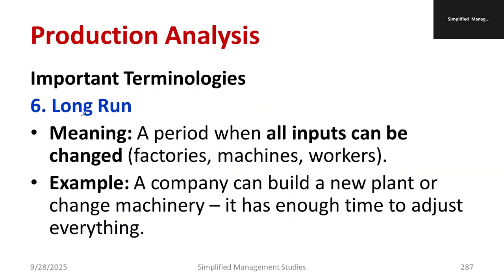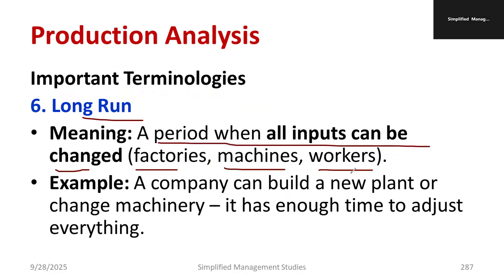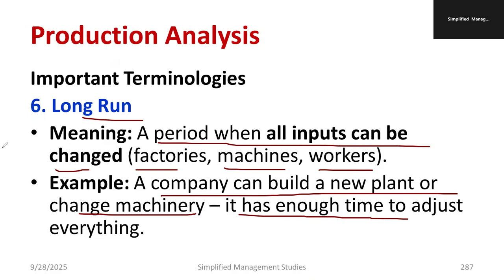Another one: what is the meaning of long run in production analysis? A period when all the inputs can change, for example factories, machinery, workers, etc. A company can build a new plant or change the machinery. It has enough time to adjust everything. That is called a long run condition.